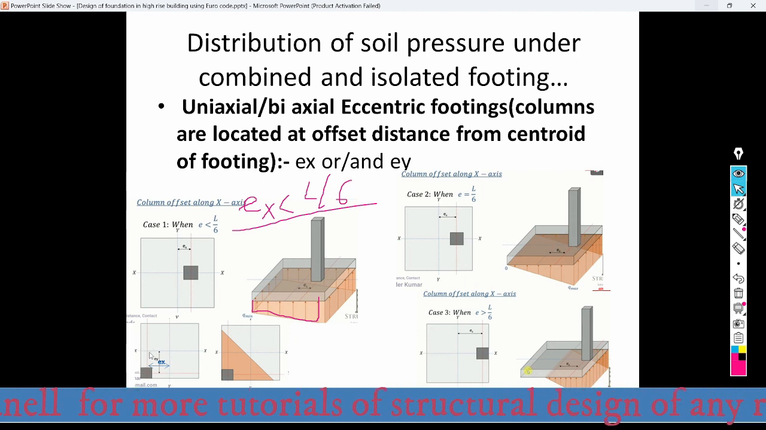But whenever there is an offset in both y and x direction, that is a bidirectional offset, the stress distribution looks like this one. That is, there is eccentricity EY in this direction and EX in this direction. So this shaded area shows the stress distribution. There will be a maximum here and a minimum here. This one is the maximum soil pressure, and this one is the zero soil pressure. And when we go from this to this direction, the soil pressure distribution will increase.